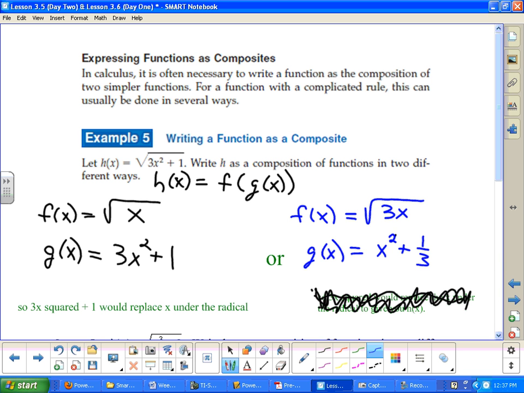No, you can't do that. I mean, the easiest one would be to say that f of x equals x, and g of x is the square root of 3x squared plus 1. Okay. But you can't use what they call the identity function. You can't just use x. You'd have to find something else. Can anybody find a different one? There's at least one more that I know of. That's a good one.